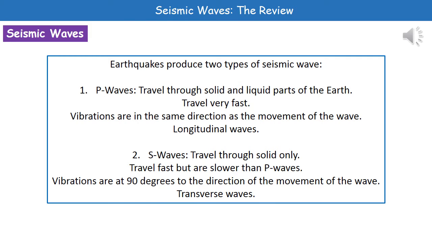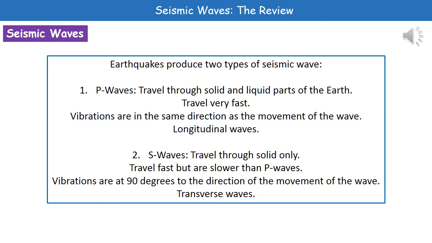When we think about these seismic waves then, there are two types. The first one are P waves. Now P waves travel through solids and liquids, and they travel very fast. Because their vibrations occur in the same direction as the movement of the wave, these are longitudinal waves.